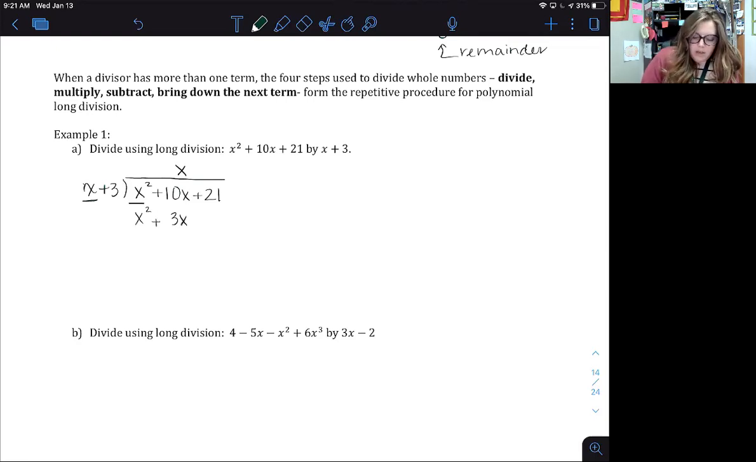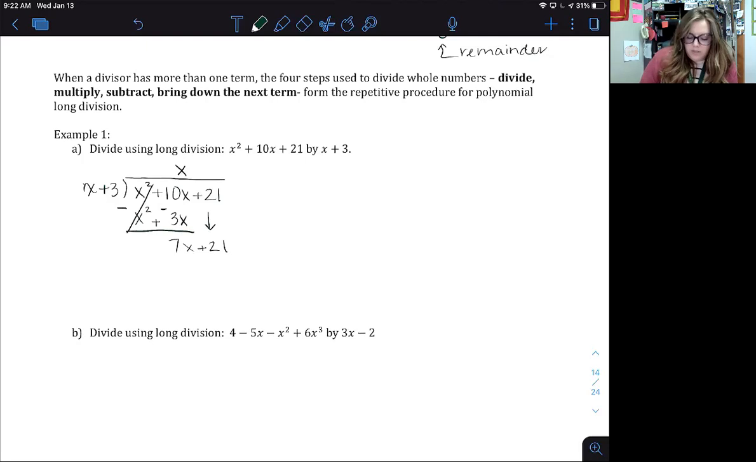Okay, now here's one thing to be careful about. Make sure that when you subtract, you distribute that subtraction to every term. So I'm going to also write the subtraction sign between the 10 and the 3. So x squared minus x squared, those cancel. And 10x minus 3x is 7x. Then bring down the next term, so plus 21.